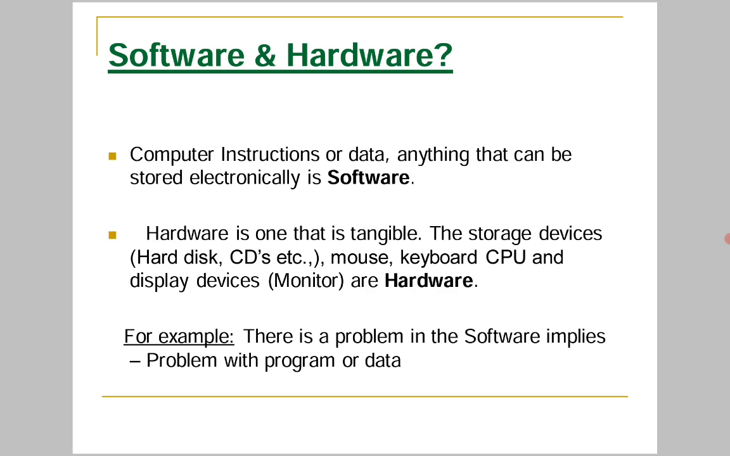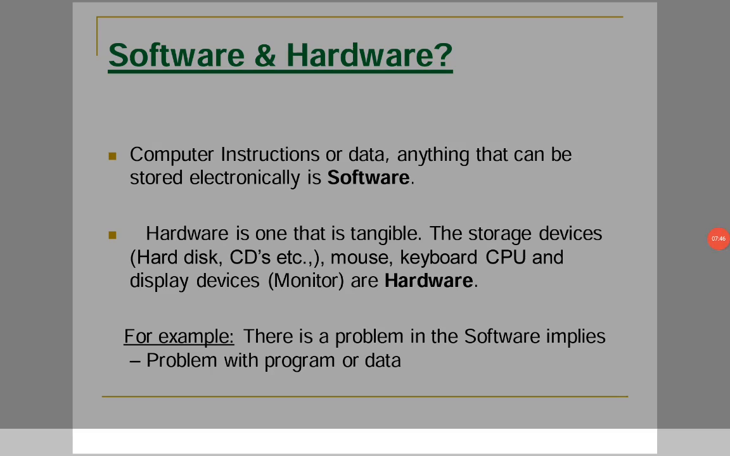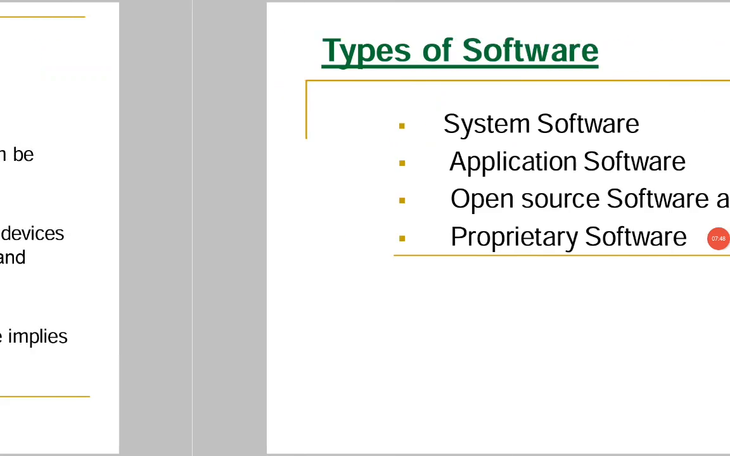For example, if there is a problem in the software, it implies a problem with the programmer or data. What are the different types of errors? Errors are generally of two types: errors in hardware, or errors in software. Software errors mean application errors, software programming errors, or coding errors, like that.